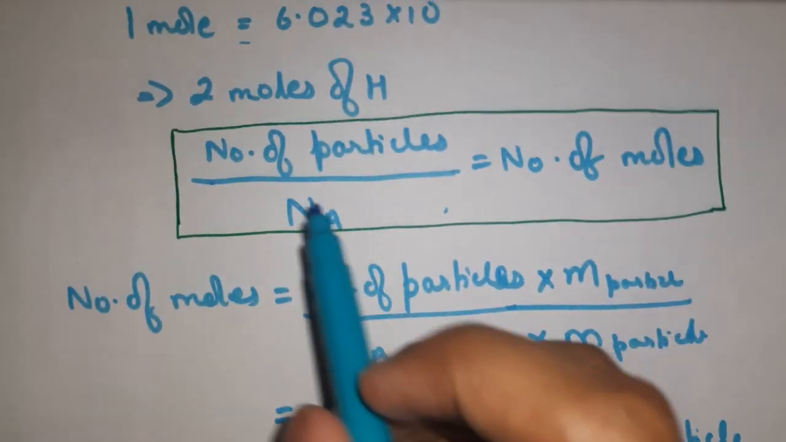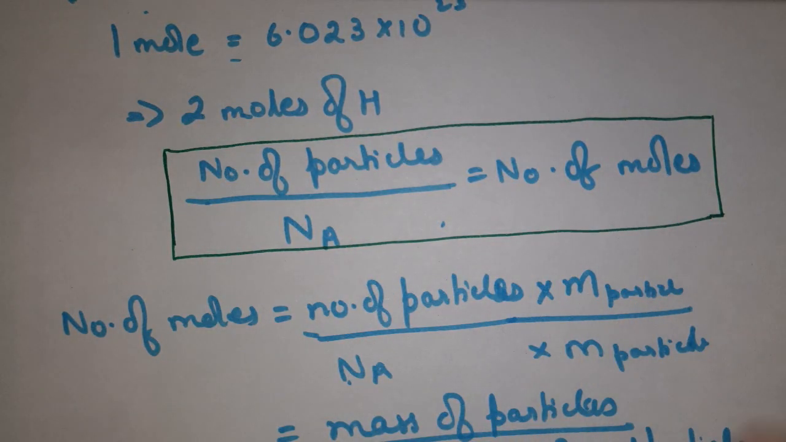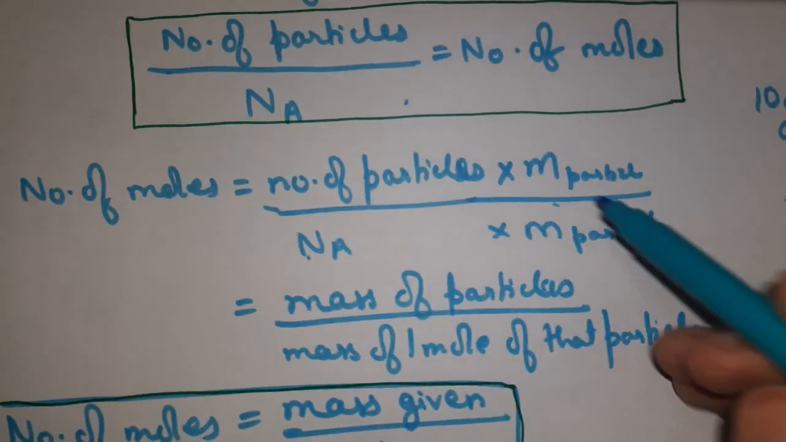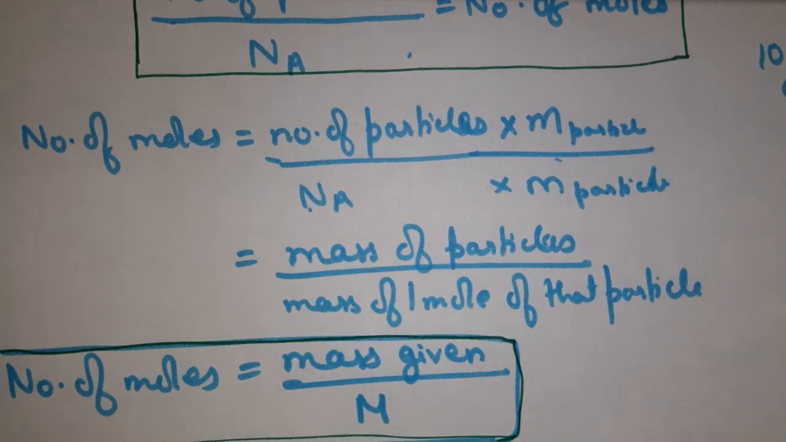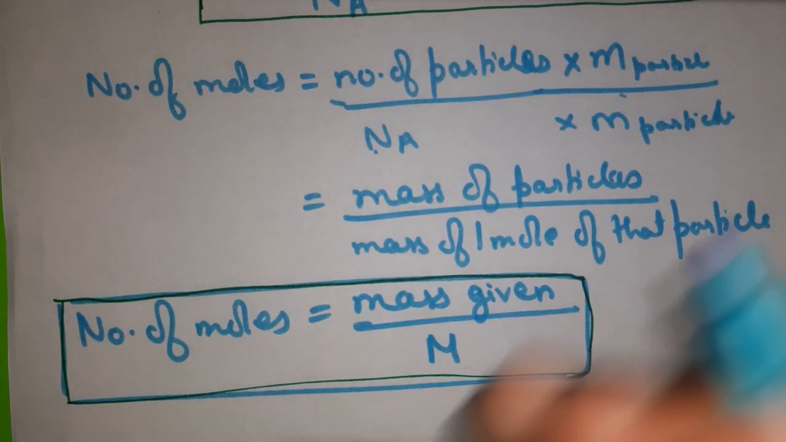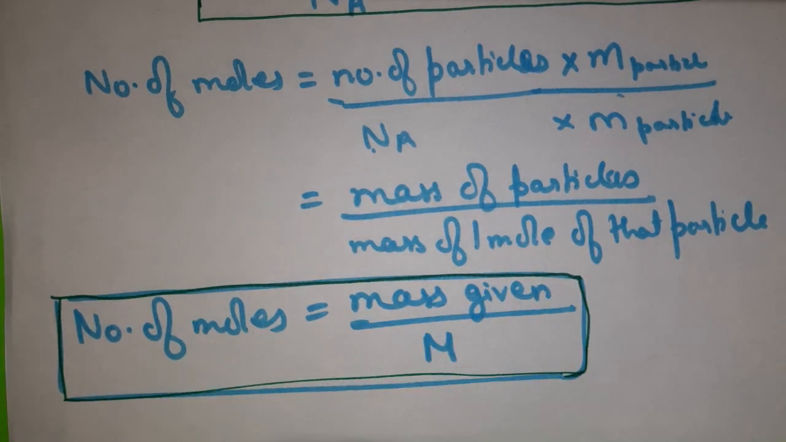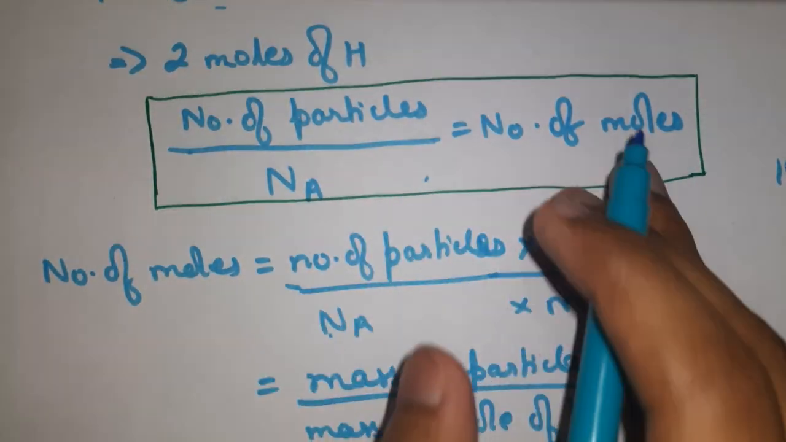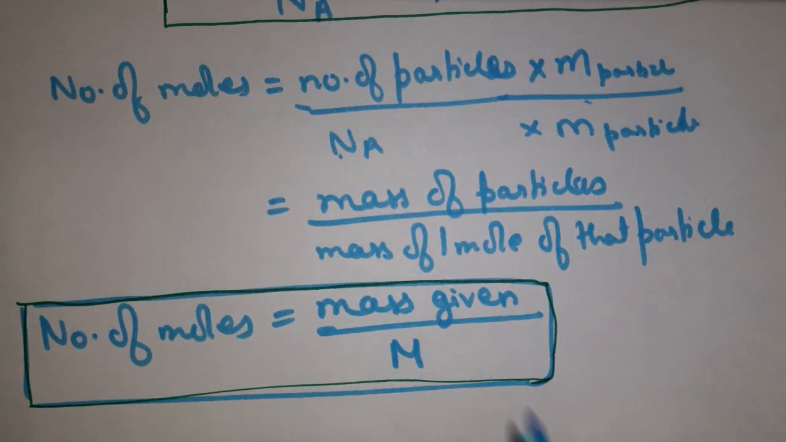I hope you understood what I was trying to explain here. Number of particles by Na, you already know how we got it equal to number of moles, and then we just multiply and divide by the mass of one particle to get the total mass of particles divided by the mass of 1 mole of that particle, which is called molar mass. That is another formula for number of moles. So the first formula we learned was number of moles equals number of particles by Na, which is Avogadro's number, and number of moles equals mass given by molar mass.